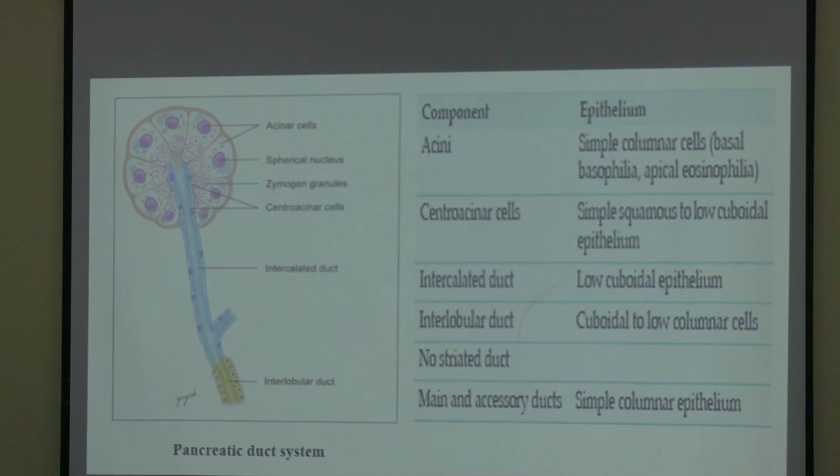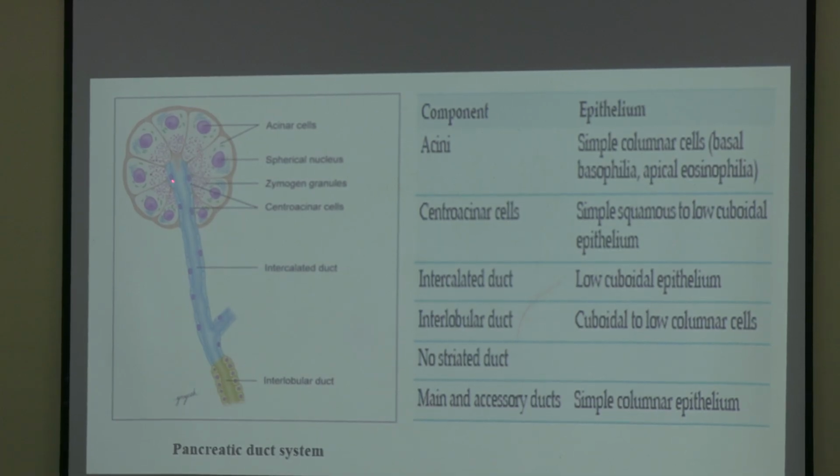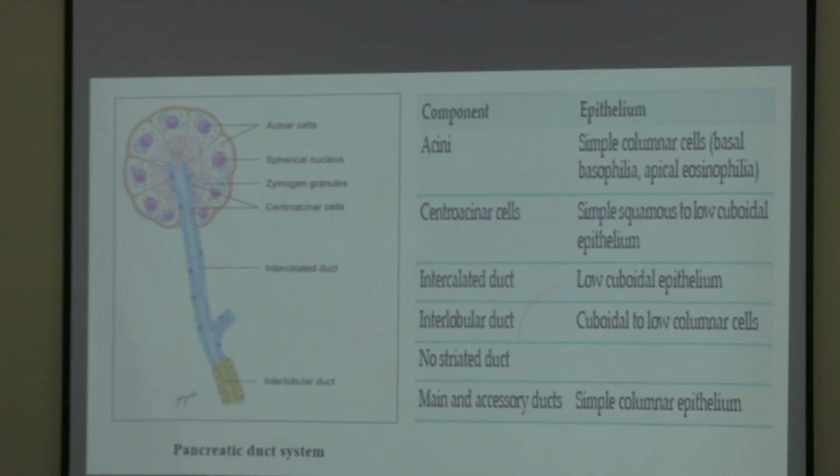Now here you can see, what is this? Anyone? An acinus, one particular acinus. After that, can you see the acinar cells? Yes, you can see the acinar cells. After that, what are these dot things? Zymogen granules. Very good. After that, what is in the middle here? Which cell is this?